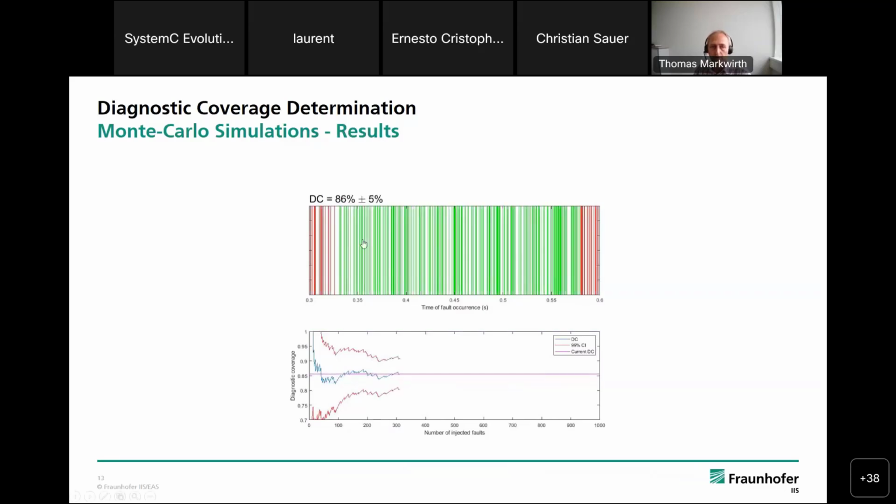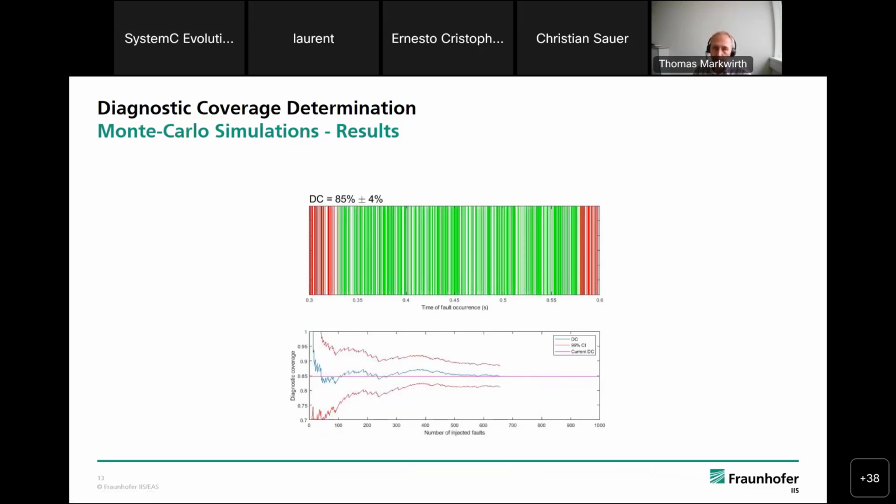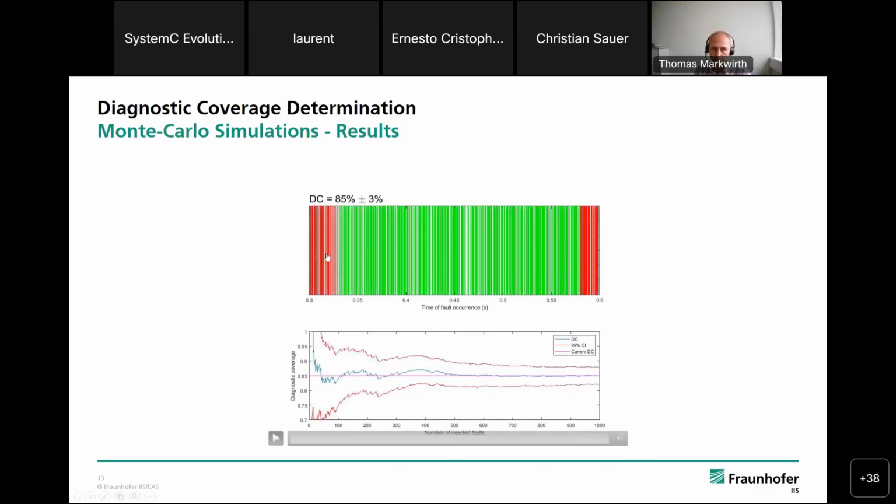here. We have again this time period between 2 time points, and here the time points where the faults are injected. The green lines define activated faults where the hazard could be prevented, and the red lines define injected faults which couldn't be prevented. So you can see there are two main time ranges where the hazard events could not be prevented.